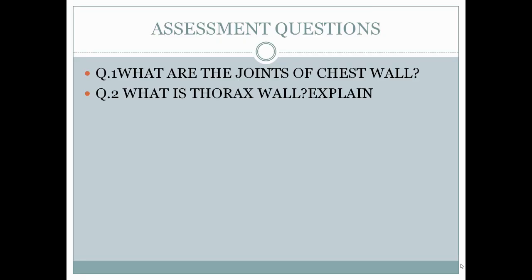Now there are two questions you have to answer. First, what are the joints of the chest wall? You have to answer the many types of joints that are present in the thoracic cage. You have to answer in this way. And second, what is the thoracic wall? Explain it. You have to say what are the things that make up the thoracic wall. You have to explain in this manner. Thank you so much.